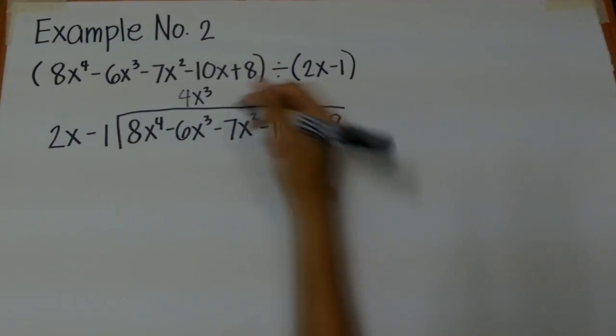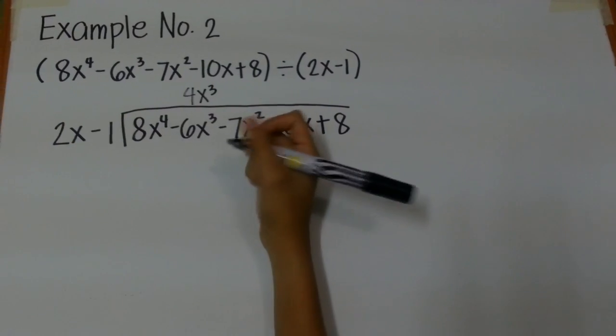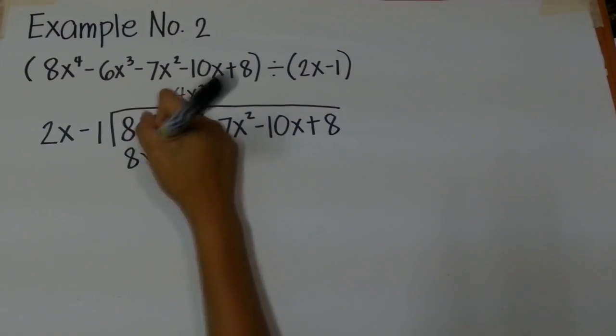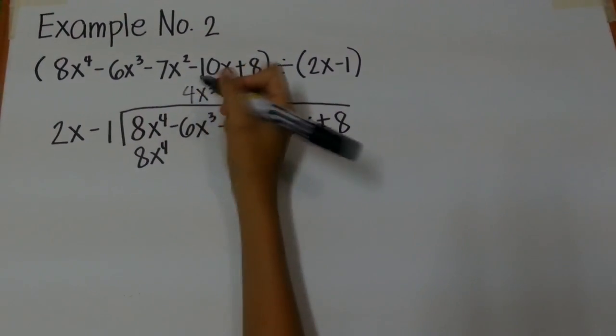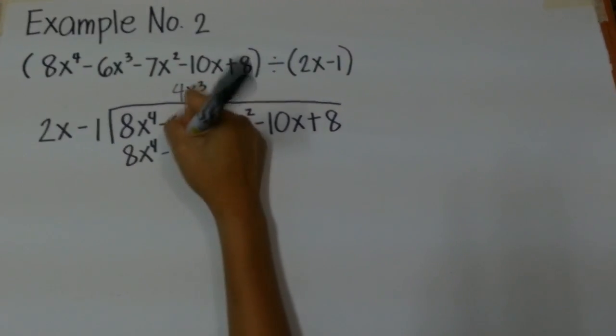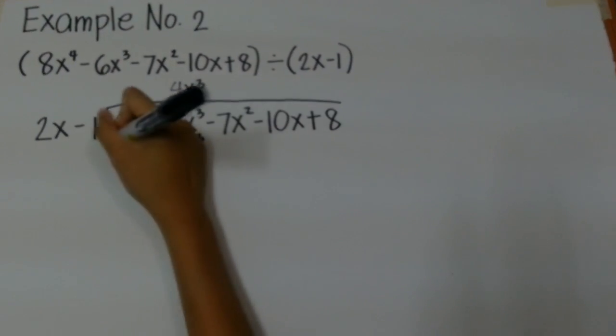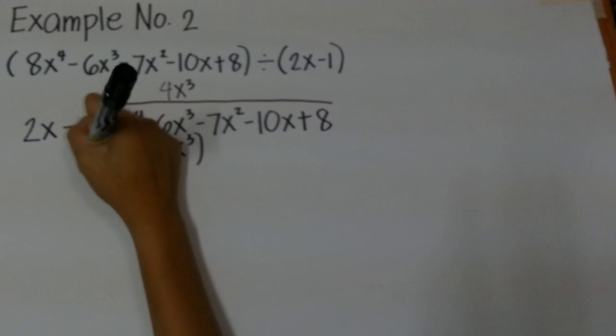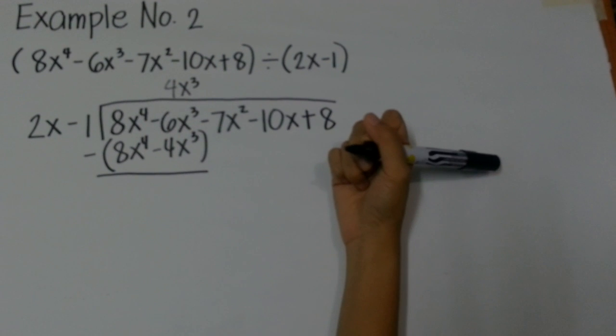Multiply this with the divisor. 4x cubed times 2x is equivalent to 8x to the 4th power. 4x cubed times negative 1 is equivalent to negative 4x cubed. We add parentheses in order to avoid confusion.